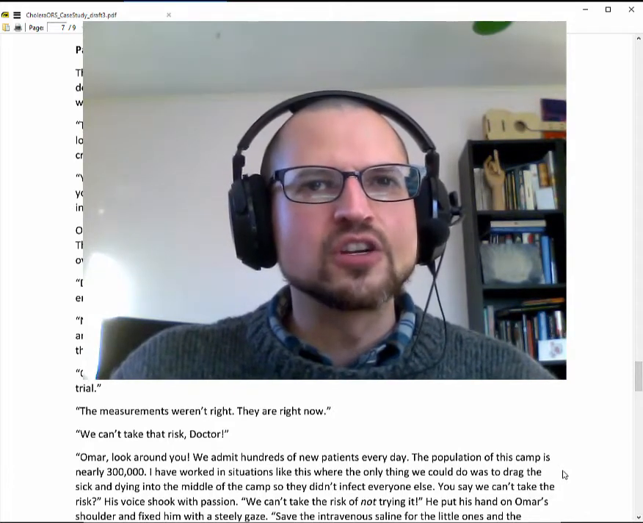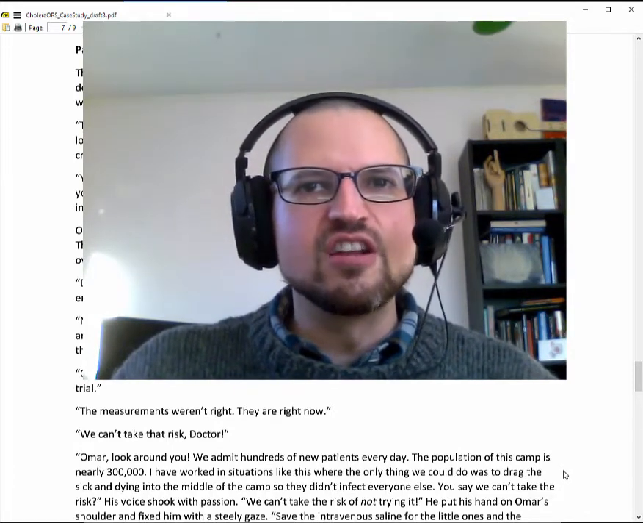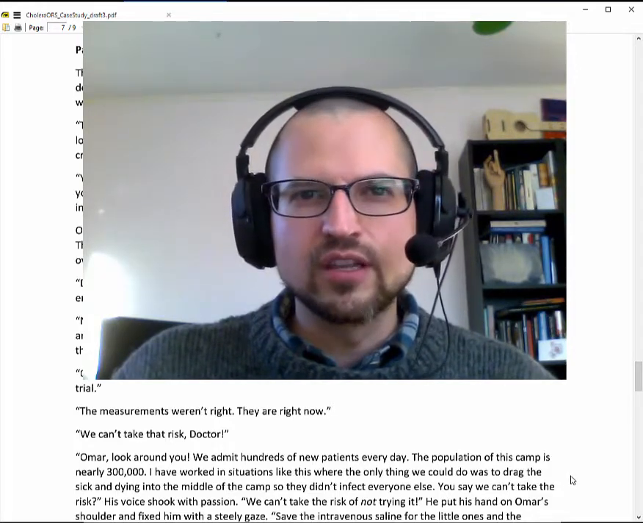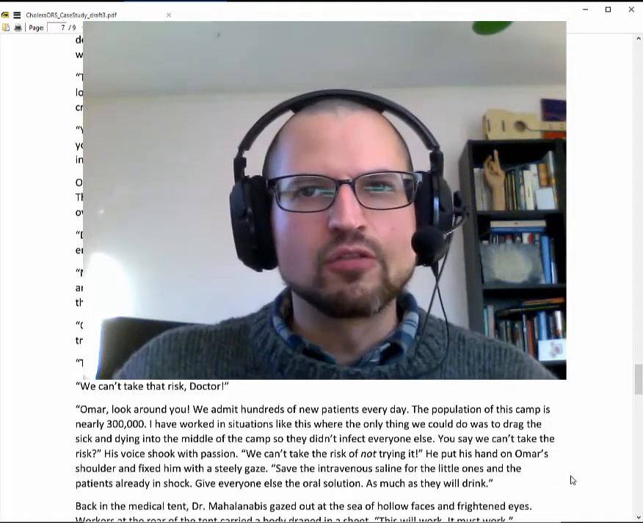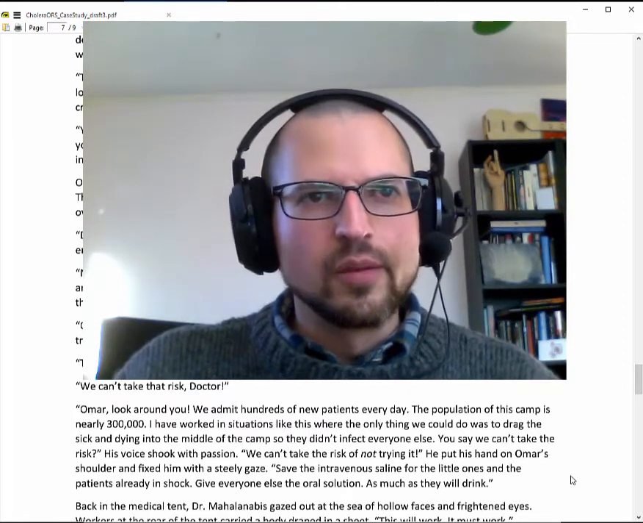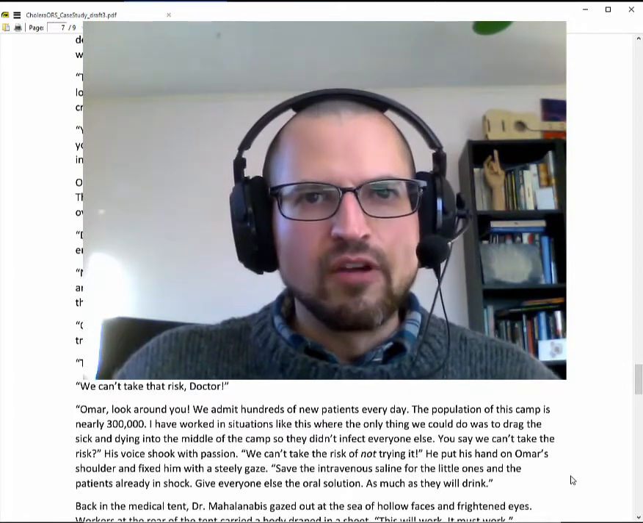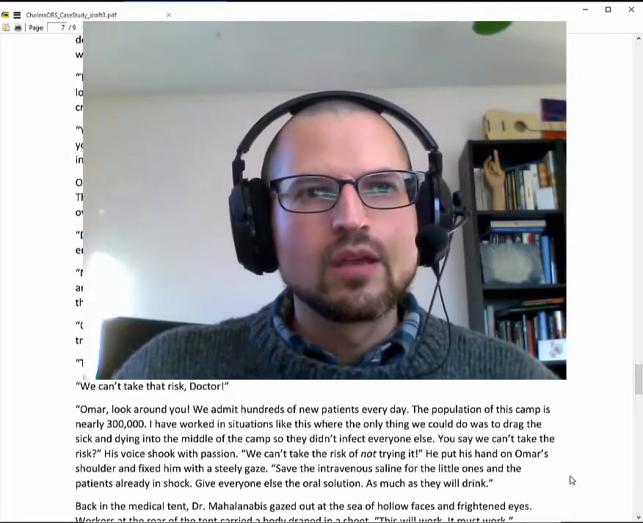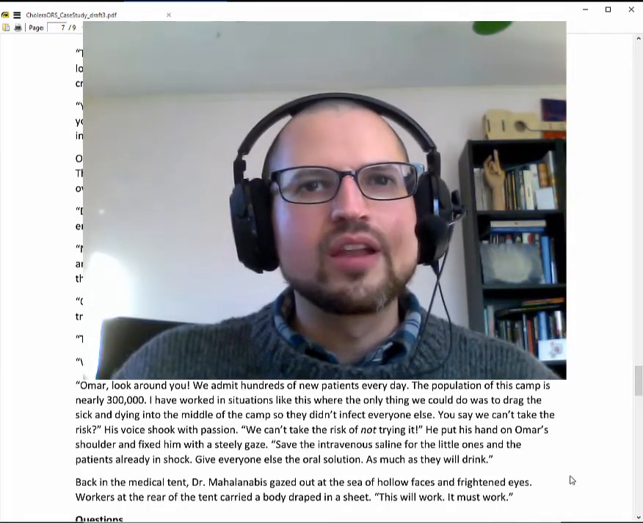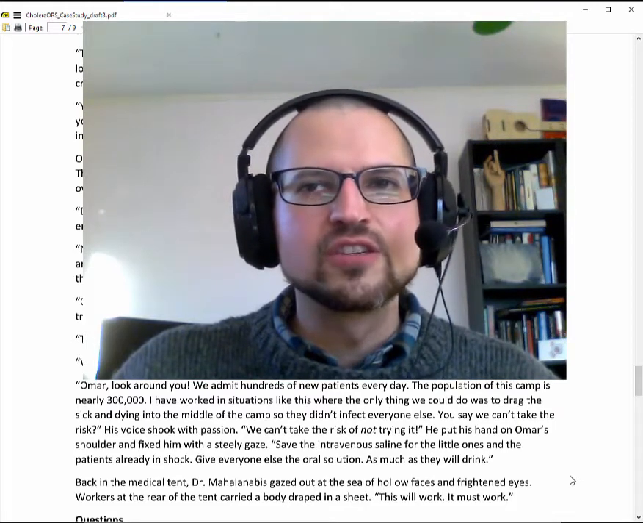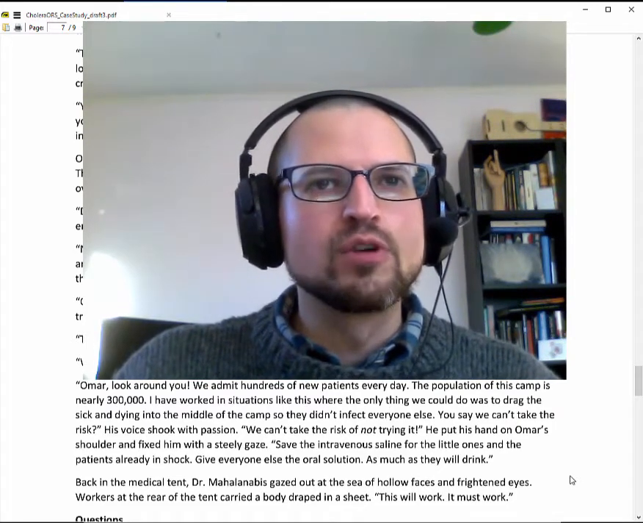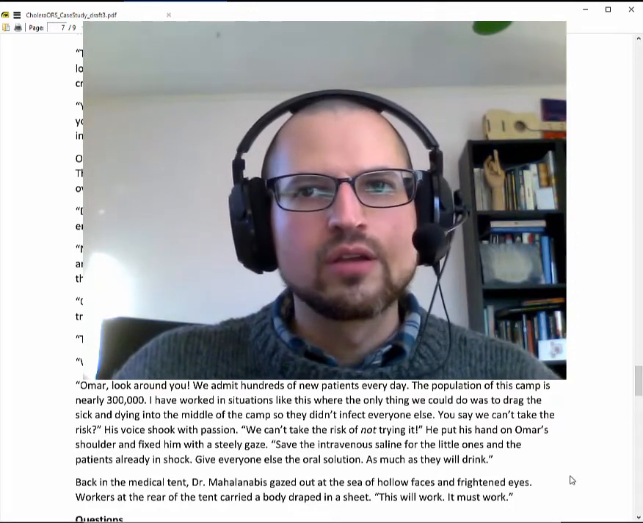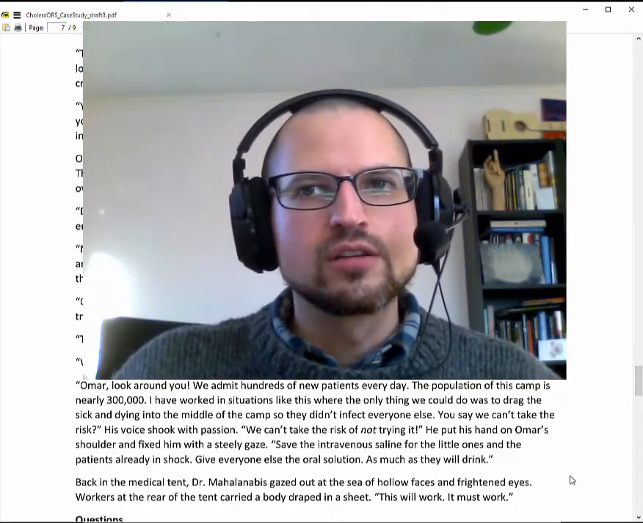His voice shook with passion. We can't take the risk of not trying it. He put his hand on Omar's shoulder and fixed him with a steely gaze. Save the intravenous saline for the little ones and the patients already in shock. Give everyone else the oral solution, as much as they will drink. Back in the medical tent, Dr. Mahalanobis gazed out at a sea of hollow faces and frightened eyes. Workers at the rear of the tent carried a body draped in a sheet. This will work. It must work.